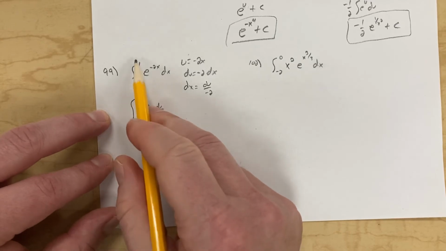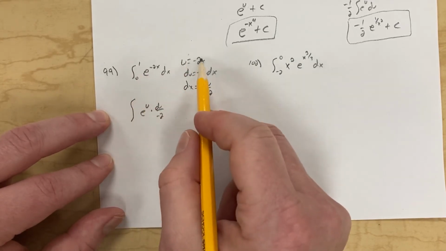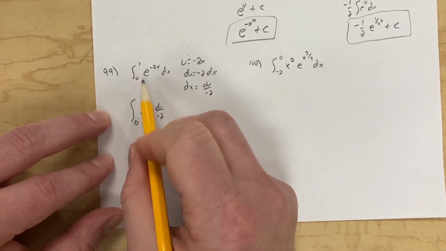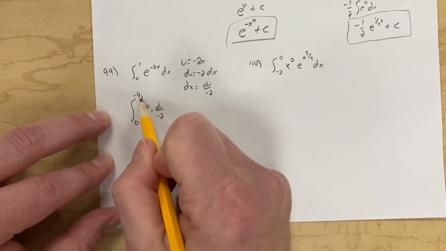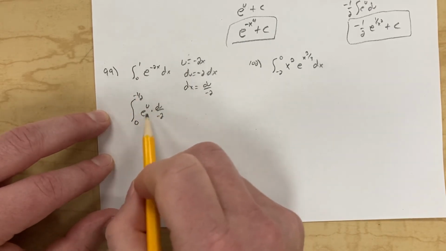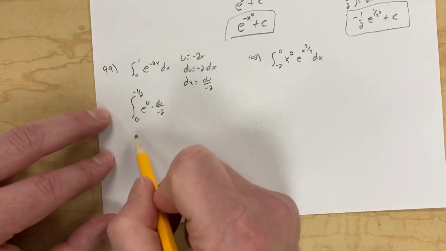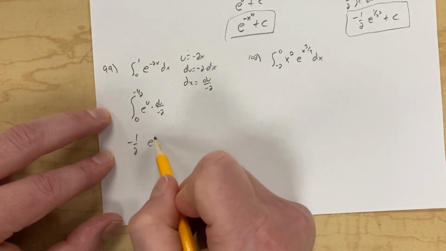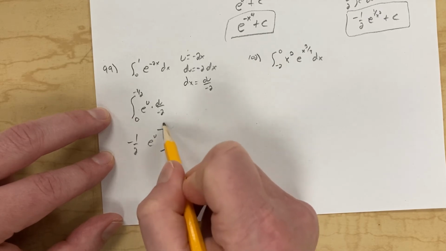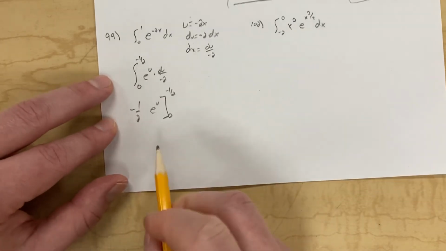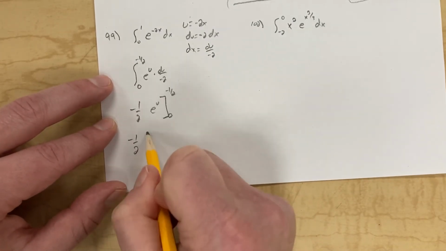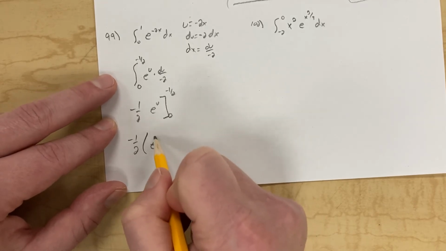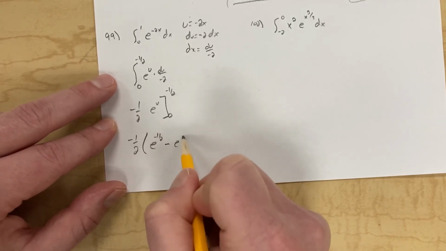So come over here. We're going to have e to the u times du over negative 2. And these were x limits. So if I put those in for x, I end up with 0 for this one and negative 1/2 for that one. And we'll stay over here now. So pull that negative 1/2 out. This is going to integrate to e to the u, and we're going to do that from 0 to negative 1/2. So if we do that, we'll get negative 1/2 times e to the negative 1/2 minus e to the 0.